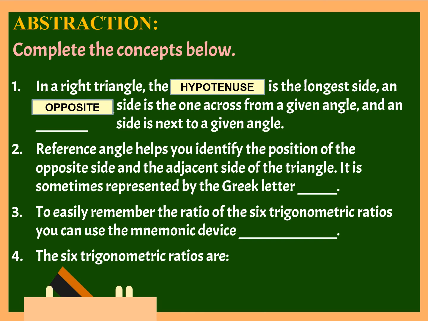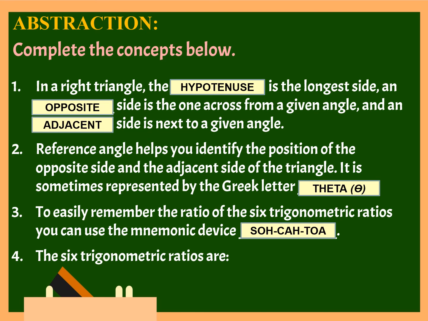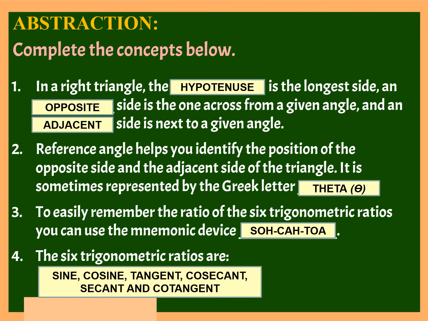In a right triangle, the hypotenuse is the longest side. An opposite side is the one across from the given angle, and an adjacent side is next to the given angle. Number two, reference angle helps you identify the position of the opposite side and the adjacent side of the triangle. It is sometimes represented by a Greek letter theta. To easily remember the ratio of the six trigonometric ratios, you can use the mnemonic device SOHCAHTOA. And lastly, the six trigonometric ratios are sine, cosine, tangent, secant, cosecant, and cotangent.